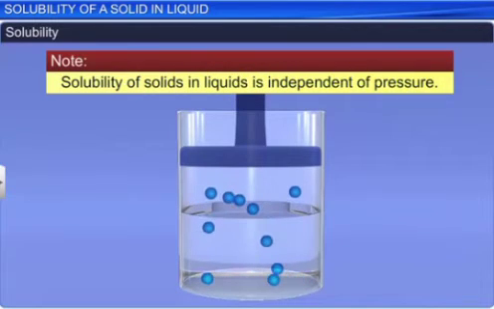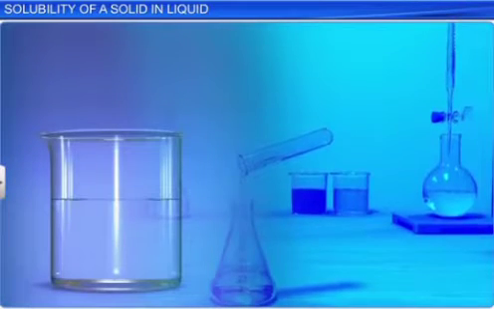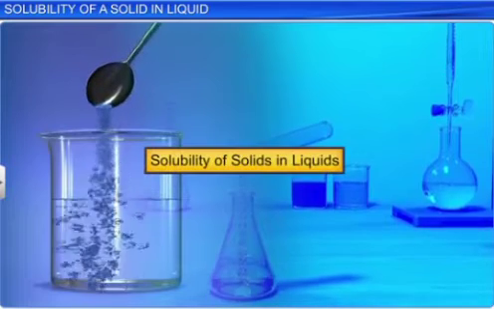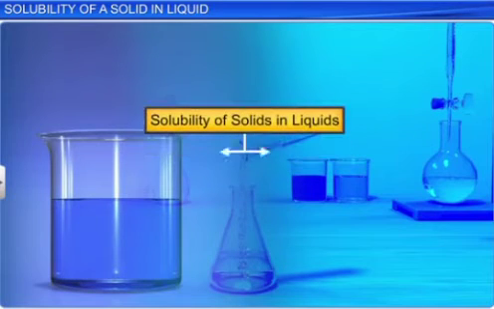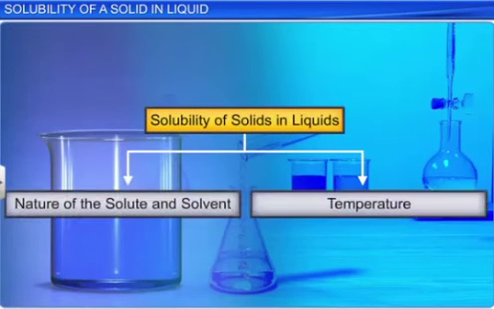Let us first discuss the solubility of solids in liquids. The solubility of solids in liquids depends upon two factors, namely, the nature of the solute and solvent, and the temperature. Let's discuss how solubility depends on the nature of the solute and solvent.